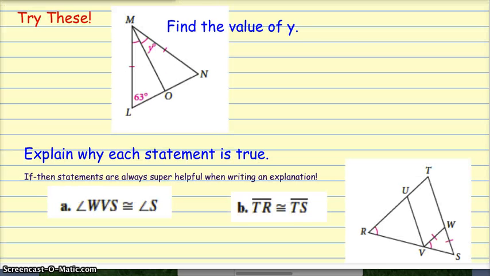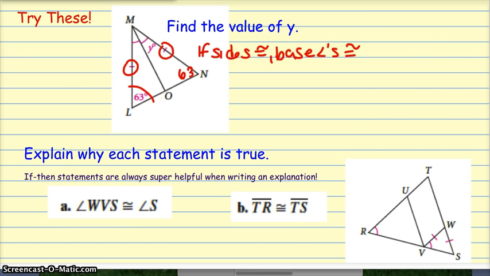All right, on to some problems. Let's try these. It says find the value of y. I see these markings, so I know that if the sides are congruent, then those base angles must be congruent. So this one's 63, so this one must also be 63.